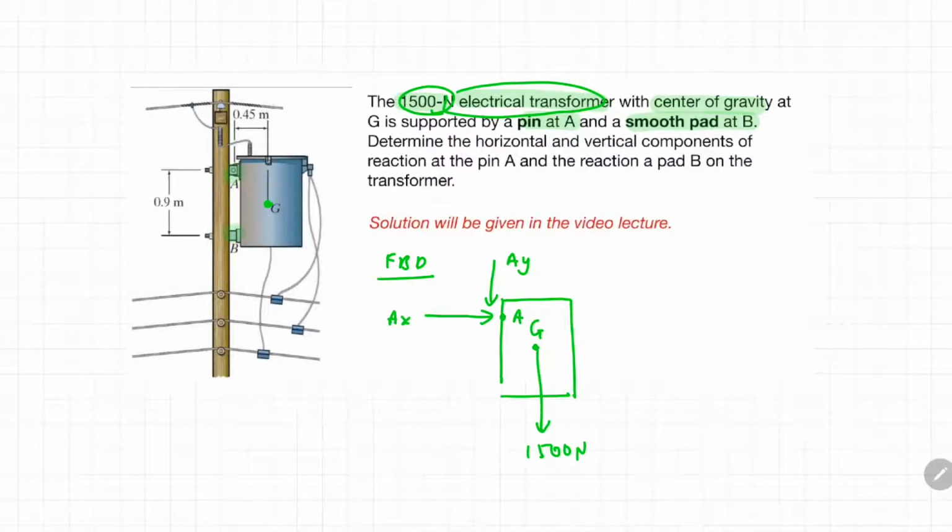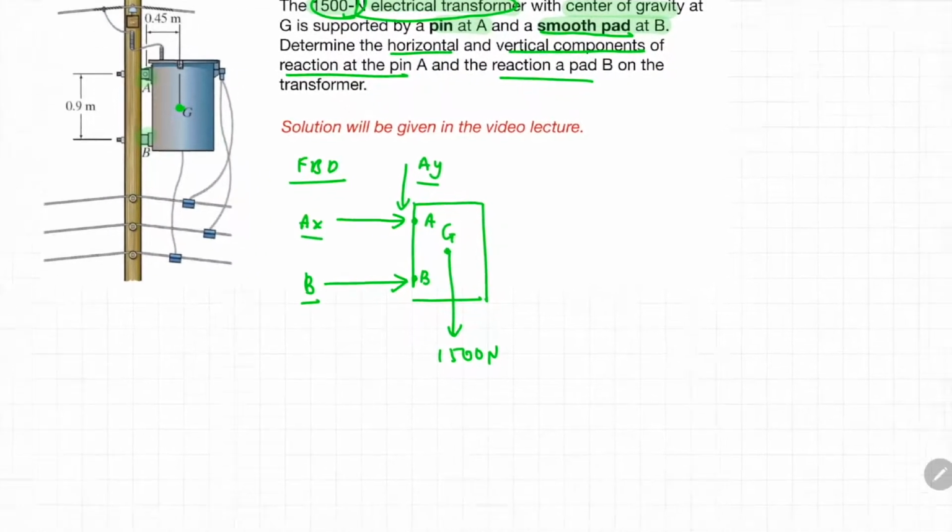Okay, and then there is also another support point at point B. So if this is my point B, dia kata it is a smooth pad. If you refer to the support reaction table, for the smooth pad, the direction is only 1, which is perpendicular to the surface of the body. So I'm going to call this B je lah, sebab dia ada satu force je pun kan. The question asks you to determine the horizontal and vertical component of reaction at pin A, so what is AX, what is AY, and also the reaction at pad B. So they want to know what is the value of P as well. So basically this is your free body diagram.